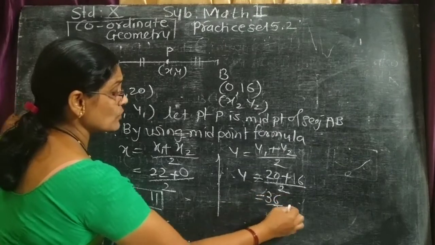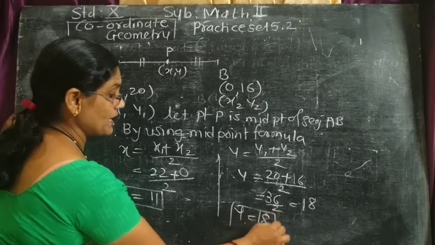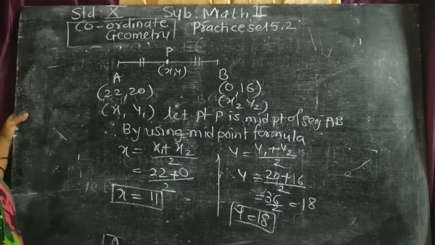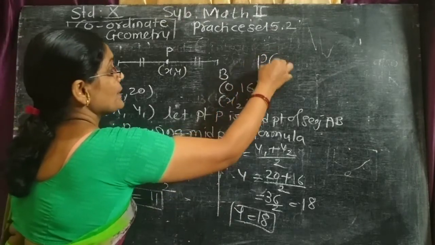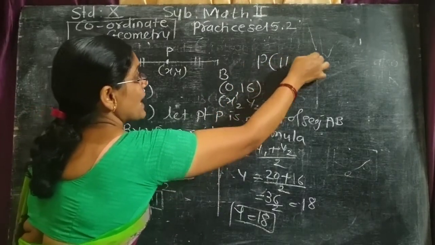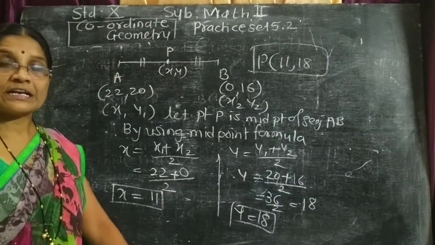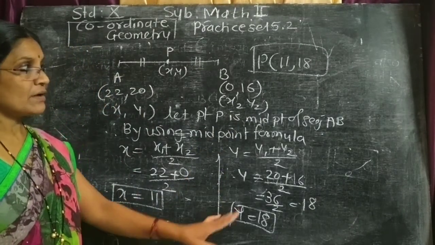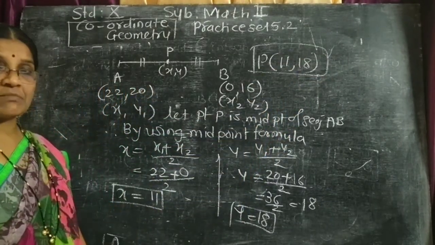36 upon 2 is equal to 80. Here we obtain y coordinate 80, and that's why we can write down the answer. Coordinates of midpoint P are 11 and 80, and this is the answer. Write down in words: the coordinates of midpoint P are 11, 80. And in this way we solve question number 6.